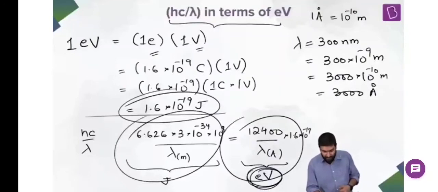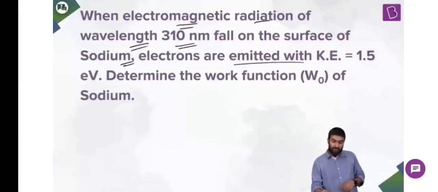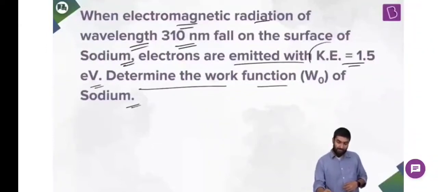Okay. Now there's this question. Let's have a look at what this question is trying to say. When electromagnetic radiation of wavelength this much falls on the surface of sodium, electrons are emitted with kinetic energy of this much. Determine the work function of sodium. All right, so we know the kinetic energy. We know the wavelength, right?